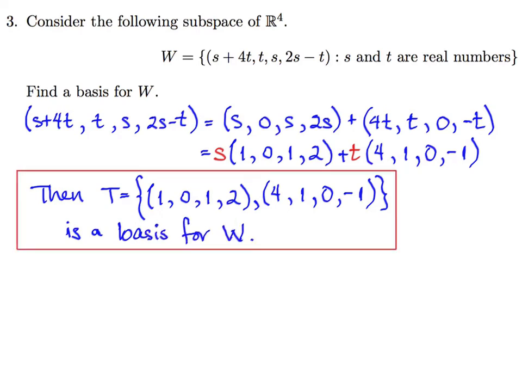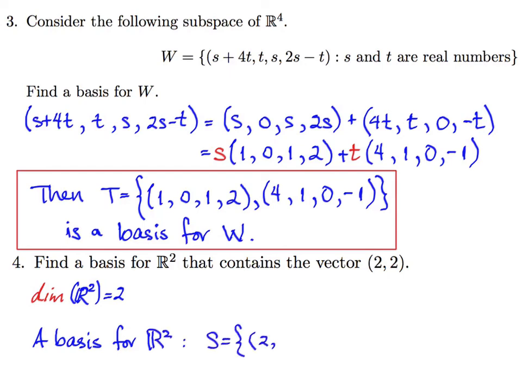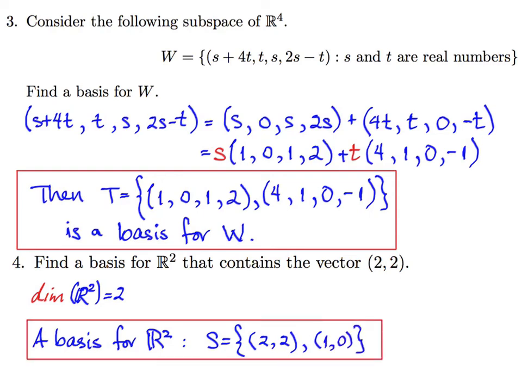Okay. And now the last example we're going to do is this one. It says find a basis for R2 that contains the vector 2, 2. So all we need is another vector in R2 that is not a scalar multiple of the vector 2, 2. Because, first of all, R2 is dimension 2. So we just need one more vector, and we want it to be linearly independent with this one. So let's just write down a basis that contains 2, 2 and just one other vector that's not a scalar multiple. So I chose 1, 0.